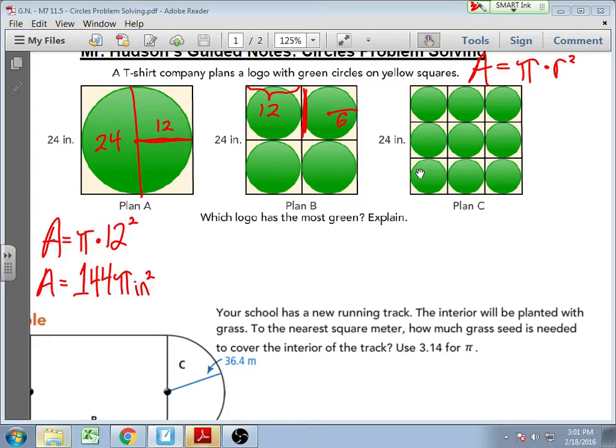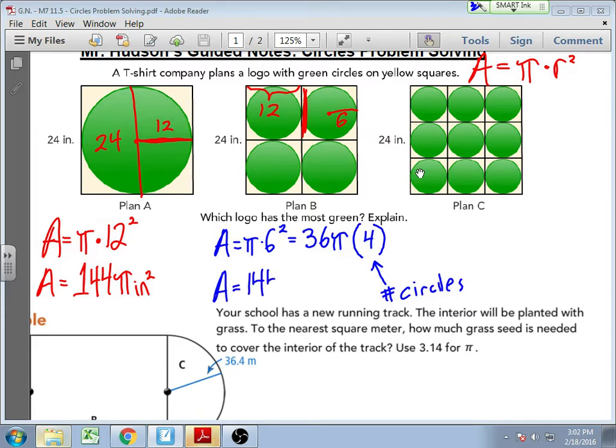So now, my area formula is going to be pi times 6 squared. What's 6 times 6? 36. So we get 36 pi, but how many circles do I actually have up here? 4. So we're going to take this and multiply it by 4. And you might even notate that that's how many circles we have. And this comes out to be 144 pi inches squared, just like my first design was.